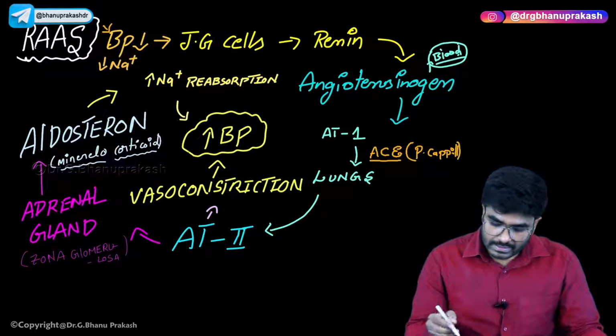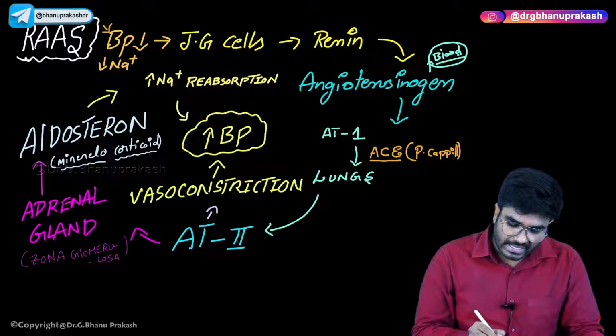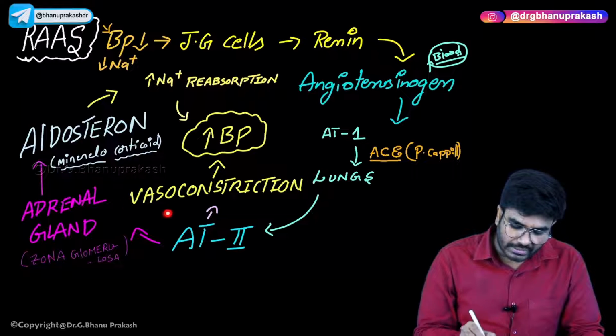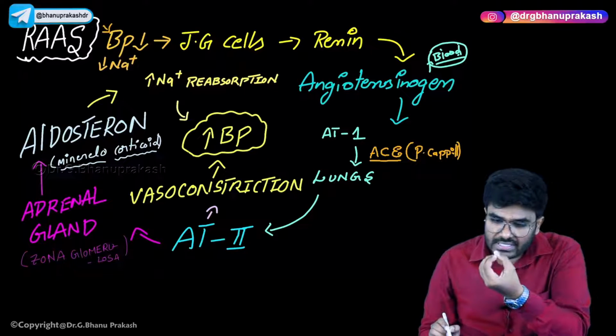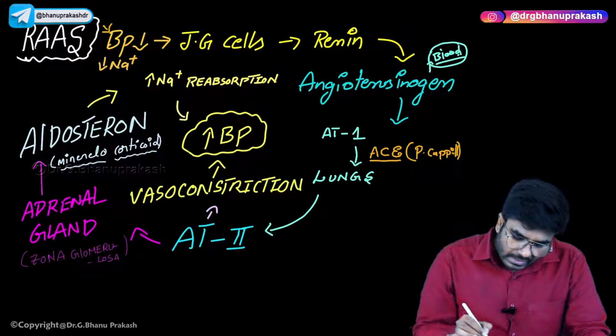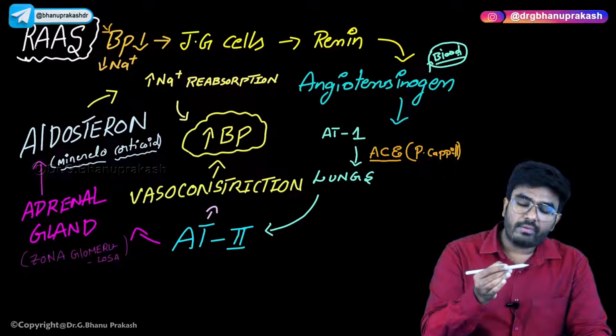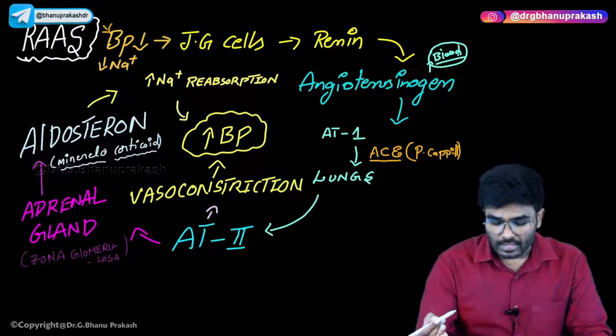How is it getting increased? In the lungs, angiotensin 1 is going to convert into angiotensin 2. This angiotensin 2 is a potent vasoconstrictor. So because of the vasoconstriction, when vessels are getting constricted, BP will be increased. This is one way. And with this angiotensin 2, there is also one more way by which it can increase the BP. So what is that, sir?